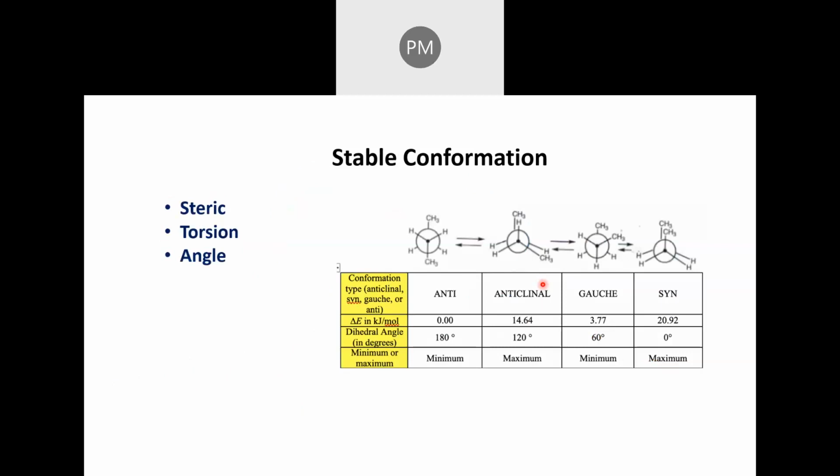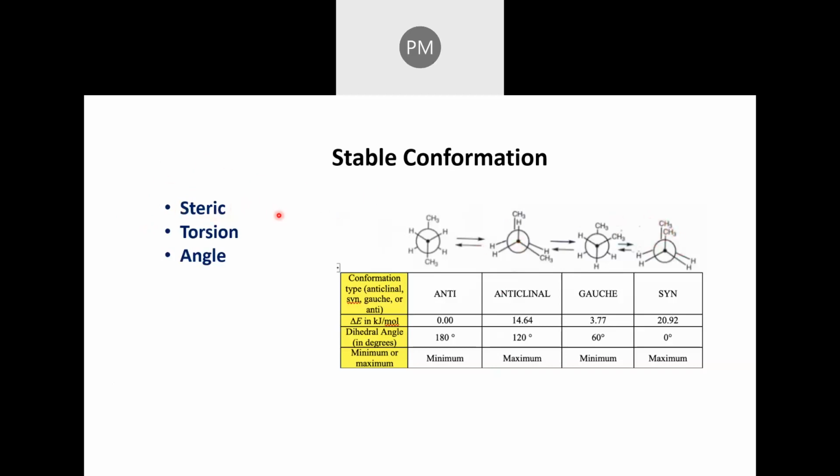So further, if the conformation is eclipsed or staggered, which conformation will be stable? Before that, we have to know the reasons for which a conformation will be destabilized. The destabilization reasons are, one is steric. If these two methyls are in the same plane, there will be steric interaction between these two. Because of this steric interaction, these conformations are not favorable, so these are not stable conformations.